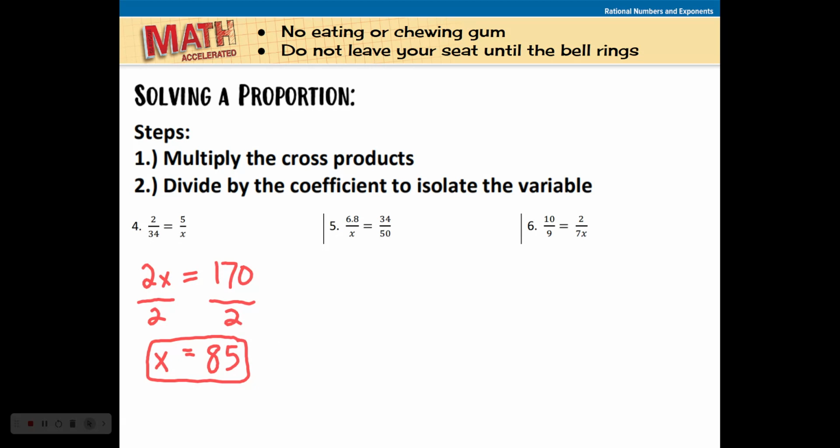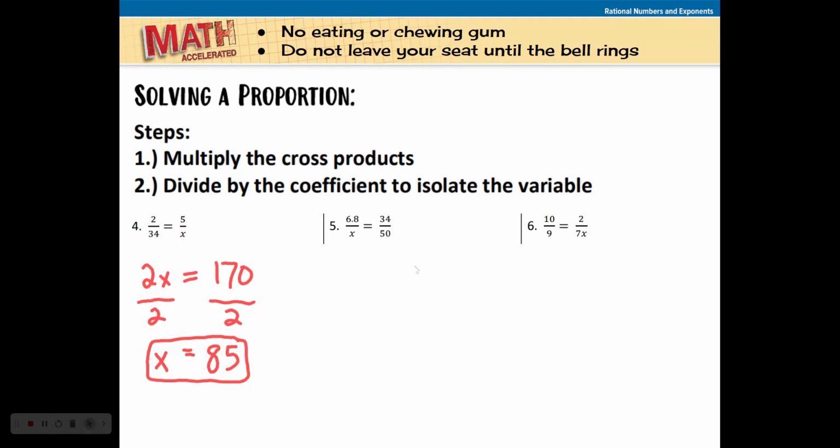Now, in class, I did say, when we worked on solving equations, and you get a solution to an equation, you should always check that. So in class, we actually did some checks. Take that 85, plug it into that original proportion for x, and see if the cross products are equal. And in this case, they actually are. So even though I'm not showing checks for these, checks will be required on any assessment.